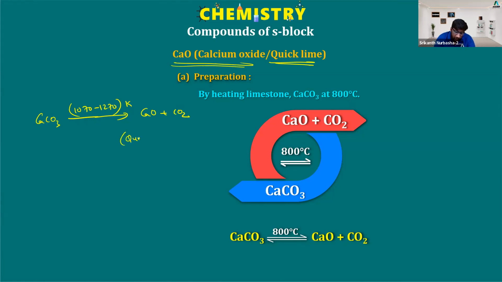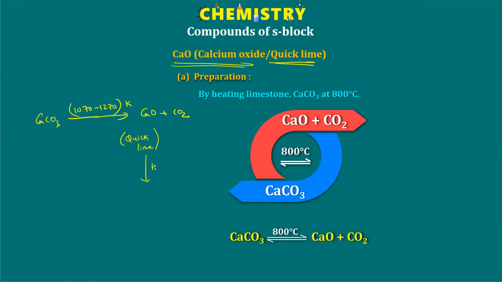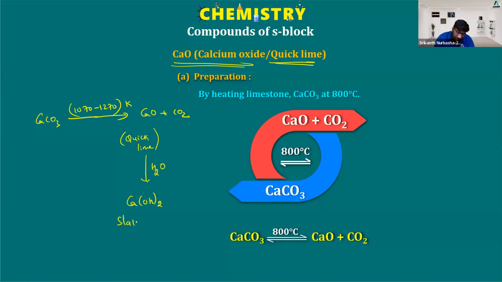This is your quicklime. Yes or no? This is the method of preparation of quicklime. By heating limestone, that is CaCO3, at very high temperature, you generate quicklime and CO2. And this quicklime can react with water to form what? Calcium hydroxide, Ca(OH)2. It is also called slaked lime or calcium hydroxide. You can study this as a property of CaO.